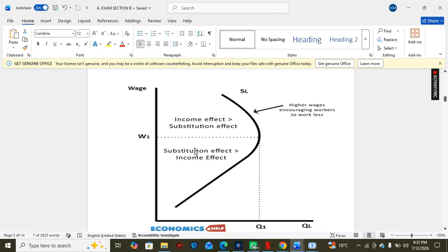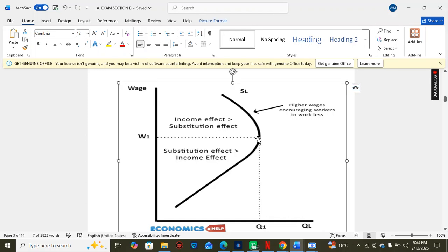That's why, if we look at this graph, the bottom half, we're saying the substitution effect is greater than the income effect. As you can see, as the wage is increasing, the worker is putting in more hours. Have you seen? The worker is putting in more hours, substituting leisure for work. All right? Yes, because the substitution effect is great. You would rather work than rest.